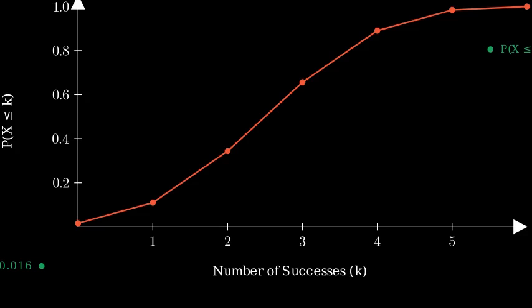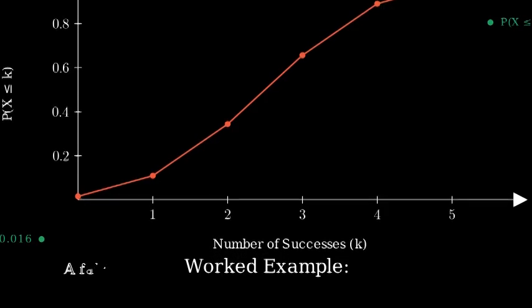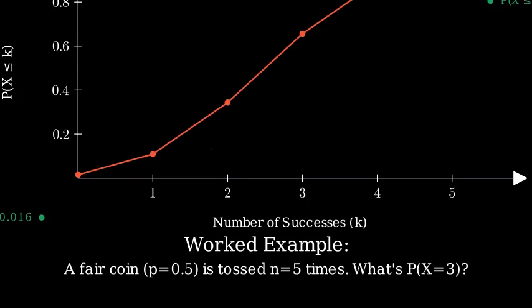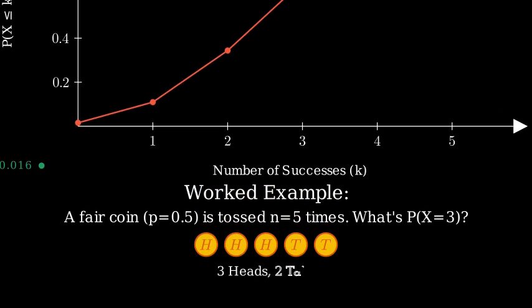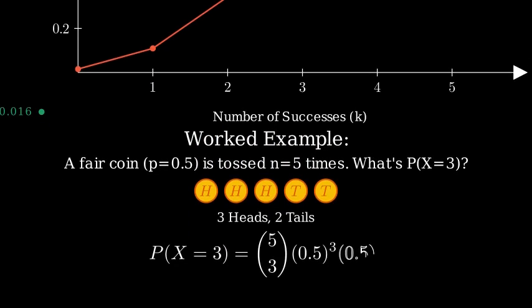Let's work through a complete example. A fair coin with p equals 0.5 is tossed 5 times. What's the probability of getting exactly 3 heads? Using our formula, P(X = 3) is 5 choose 3 times 0.5 to the power of 3 times 0.5 to the power of 2.